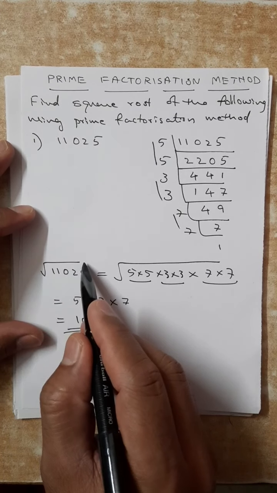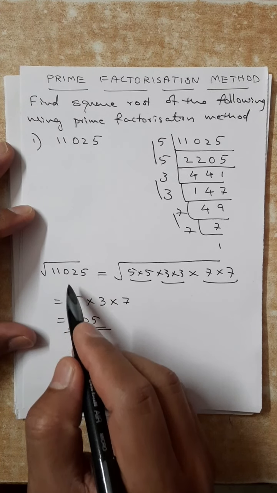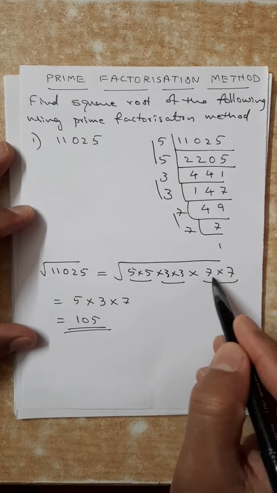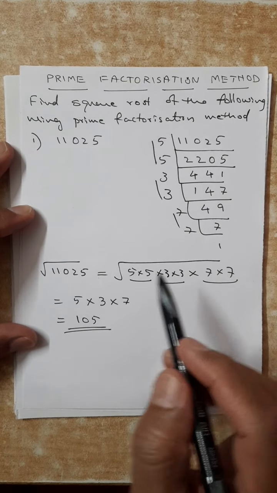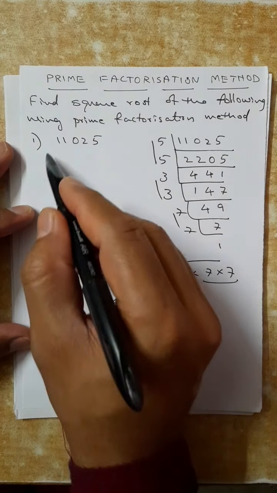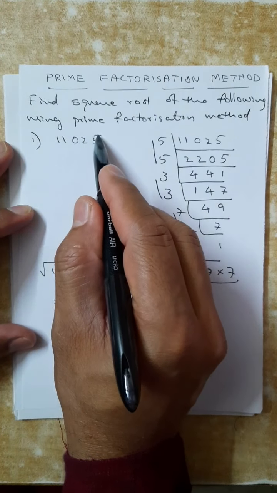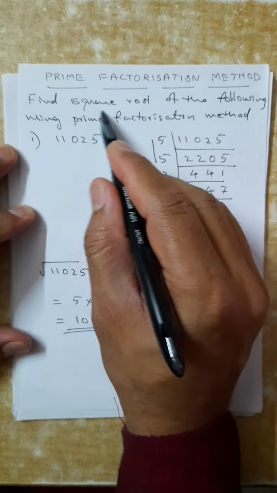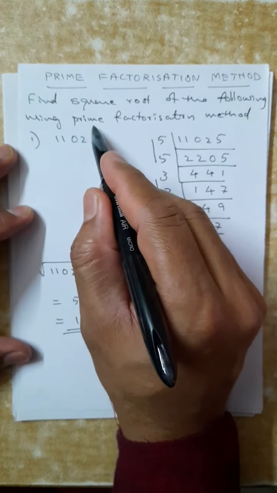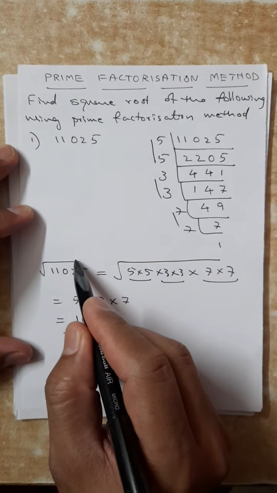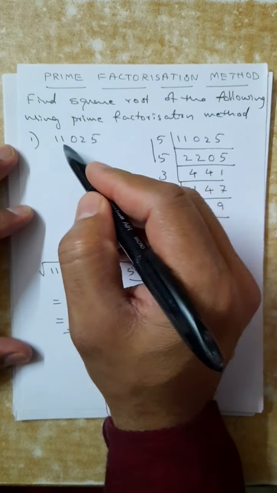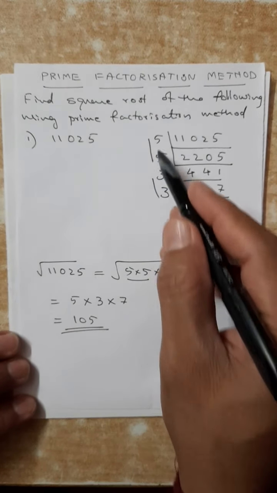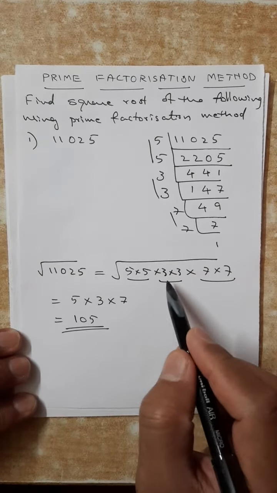Inside the radical sign, square root of 11025 is the same as square root of 5 5 3 3 7 7. You may be thinking why the square root sign, when there is no square root sign in the question? The radical sign is there because it is written in words: find the square root of the following. Otherwise we have to write in words, square root of this number. Square root of this number is the same as square root of 5 into 5 into 3 into 3 into 7 into 7.